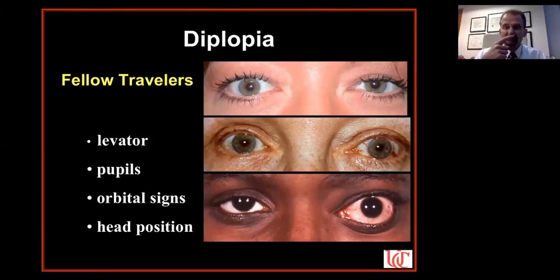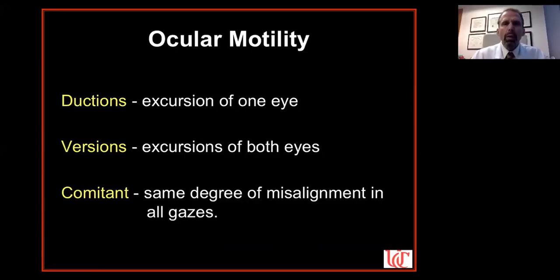And then sometimes just the head position of the patient will tell you they've got a head tilt, they've got a chin up or a chin down position because they either are consciously or subconsciously putting their eyes in a position that minimizes or eliminates the double vision. And we'll try to talk a bit more about that as we go through the talks, this one in part 2.